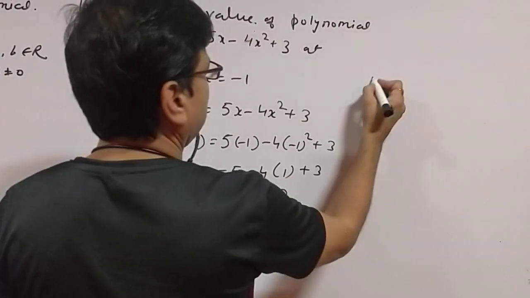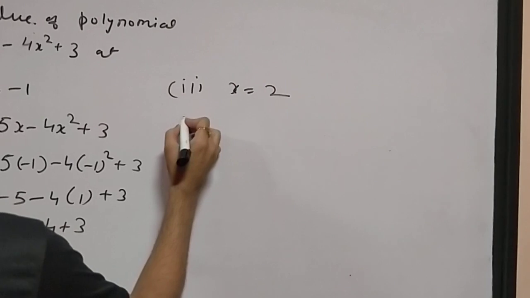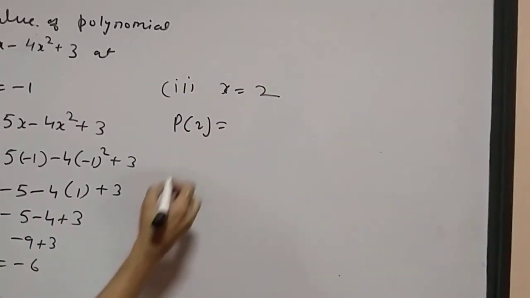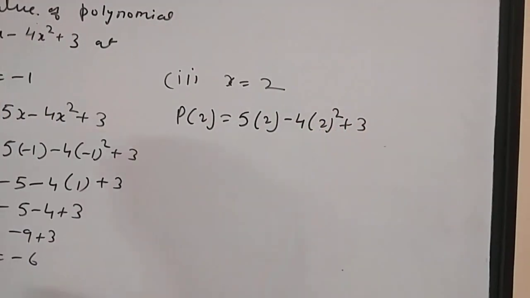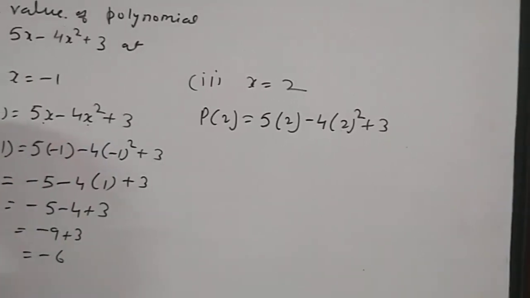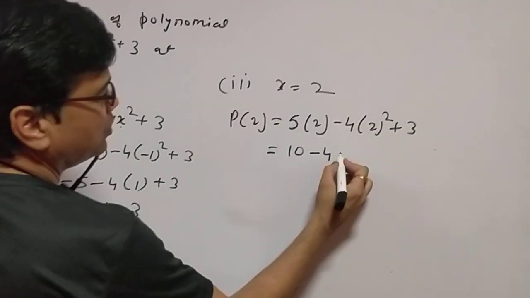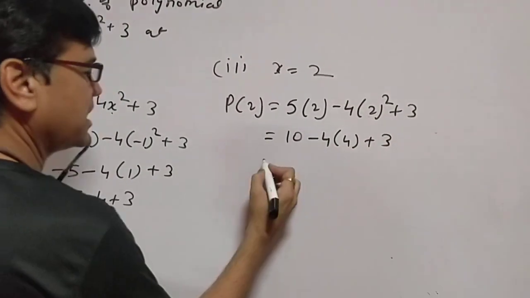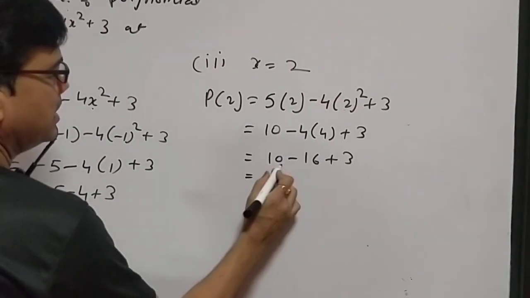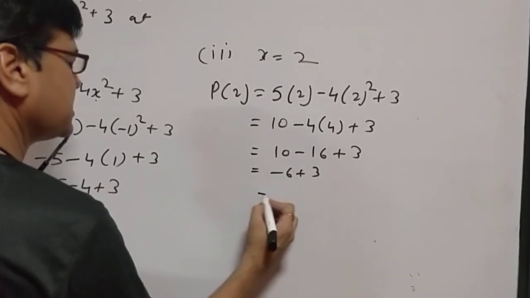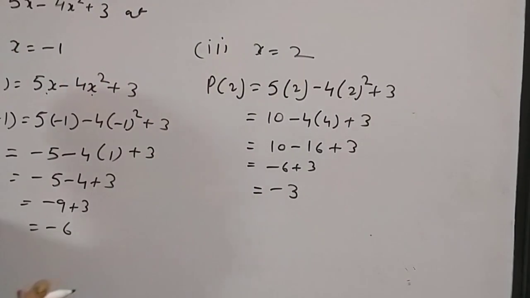Now one more. Second, x is equal to 2. Then p of 2 is equal to 5 into 2 minus 4 into 2 square plus 3. In place of x, write 2. 5 twos are 10. 4 into 2 square is 16, plus 3. 10 minus 16 is minus 6, plus 3 is minus 3.